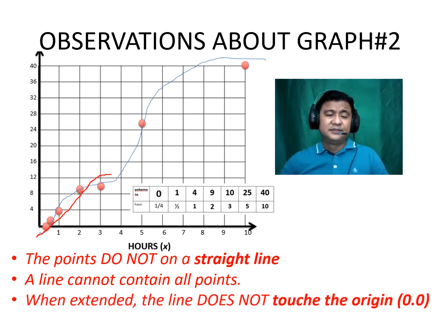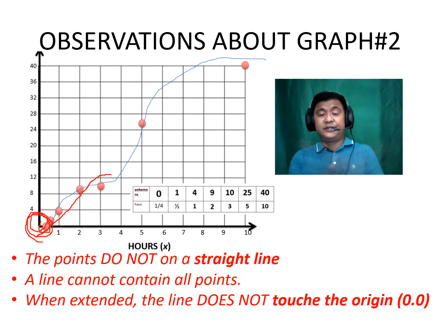Okay, what else? When extended, it doesn't touch the origin. A while ago, we touched the origin, but here, it doesn't touch the origin. So therefore, guys, you can already conclude, no way. This doesn't show a proportional relationship. The number of Pokemons captured is not consistent throughout the hours.